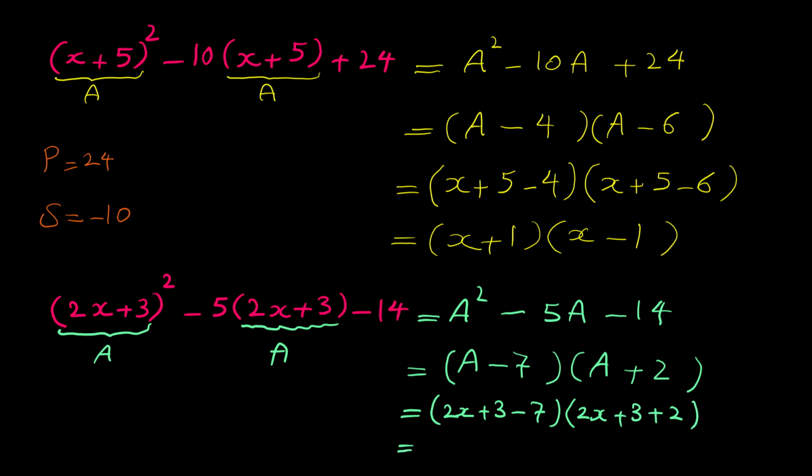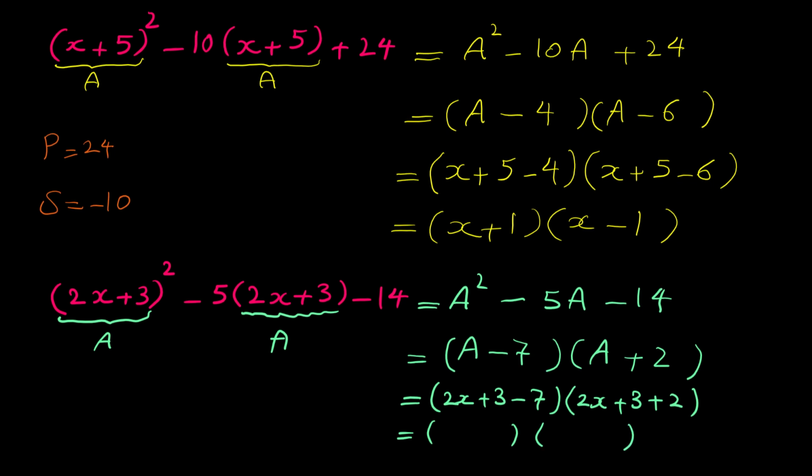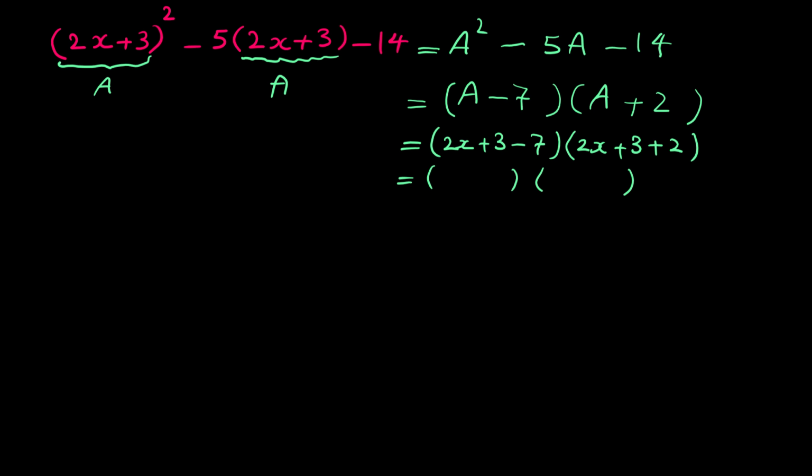Let's simplify the inside of the brackets. If we simplify inside the brackets, we have 2x, 3 minus 7 is minus 4, 3 plus 2 is plus 5. This is the answer of the question.